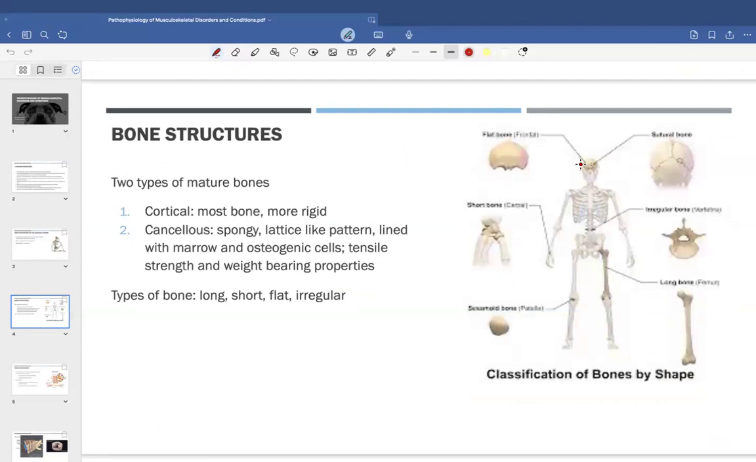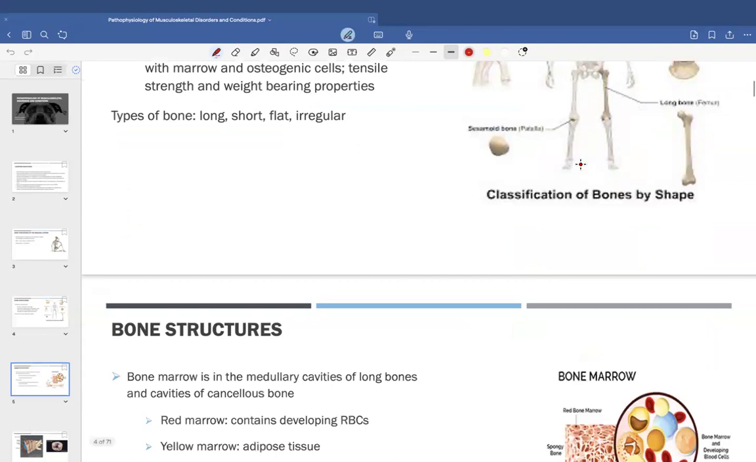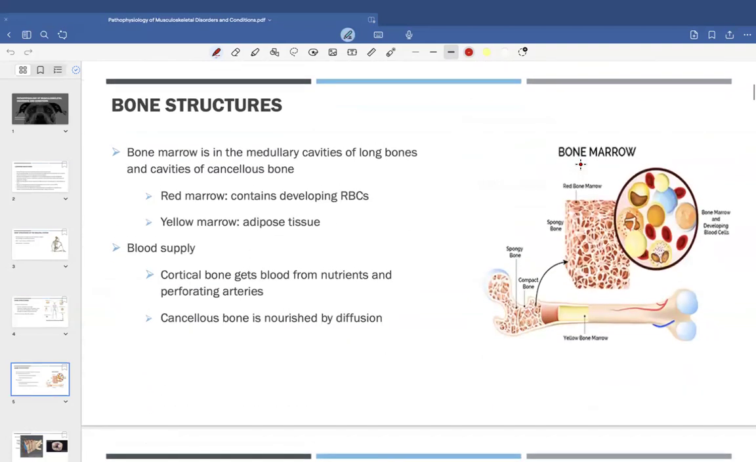Okay, you know that there are two types of mature bones, cortical and cancellous. Cortical is the hard outer coating, and that's what provides the rigidity. Your cancellous or spongy bone is the more porous. It has the blood vessels, blood supply, bone marrow, and the medulla. And there are multiple types of bones. If you don't remember them, you should review them.